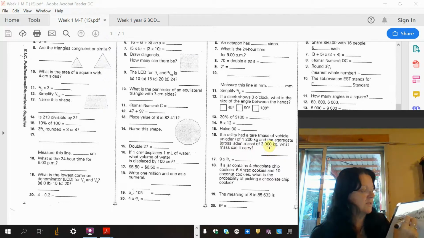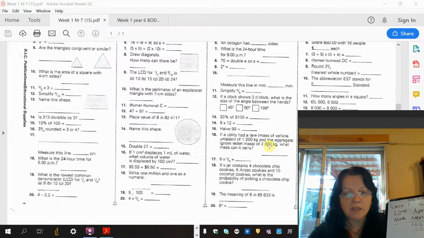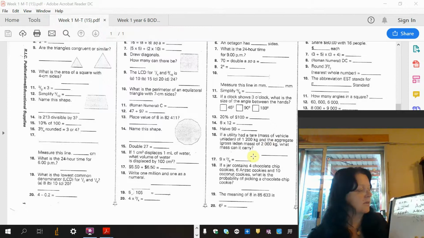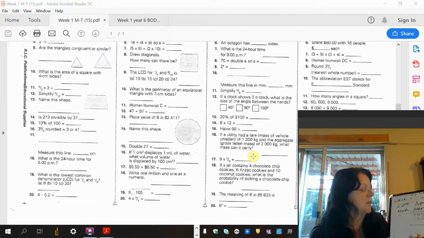kilograms. So this is when it's unladen, this is just the vehicle, and this is when it is fully loaded up with something in the back. What mass can it carry? So if we have what the vehicle weighs with something in the back, as well as what the vehicle is when it hasn't got any in, if we take that one away from that one, that's going to give us the load capacity, how much can we carry.